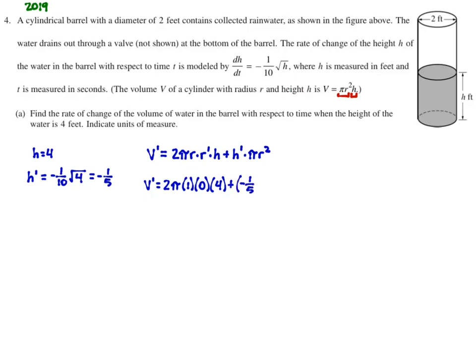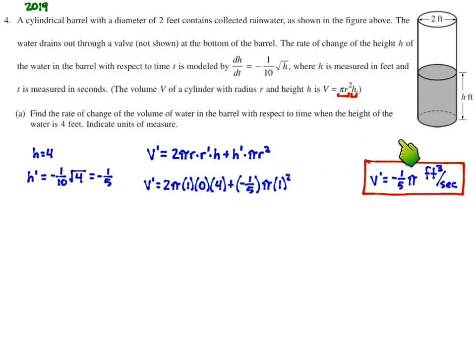So I can plug that in for h prime. And then it would be pi times the radius, which is 1 squared. And then we simplify all that. That first bit completely cancels out, and then the second part simplifies to just negative pi over 5, or negative 1/5 pi. And then the units on this are going to be feet cubed per second, because we're looking for the rate of the volume in respect to time. So volume is feet cubed, and the time in this case was measured in seconds.